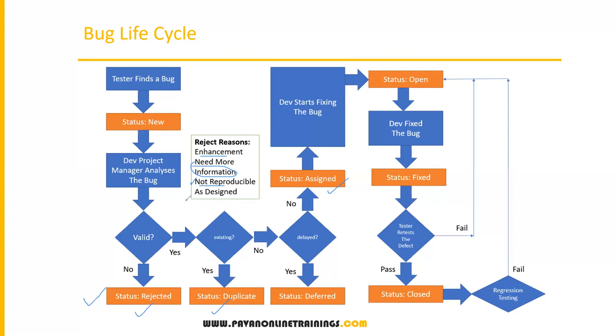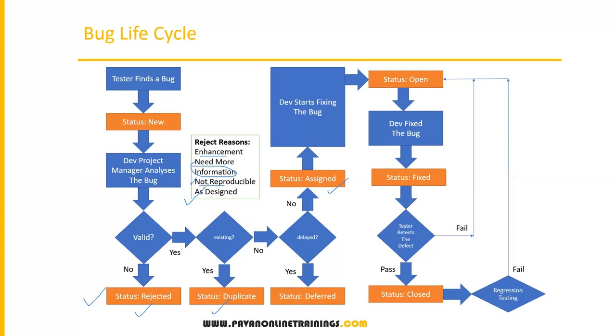Sometimes they reject the bug because of as designed. Whatever bug we reported is not exactly a bug, it is working as per the design. In that case also, the developer may reject the bug. So in an interview, people may ask what are the different situations in which the developer rejects the bug. In that case, you have to tell them: it may be an enhancement, or need more information, or not able to reproduce, or as per the design. In these cases, the developer rejects the bug.